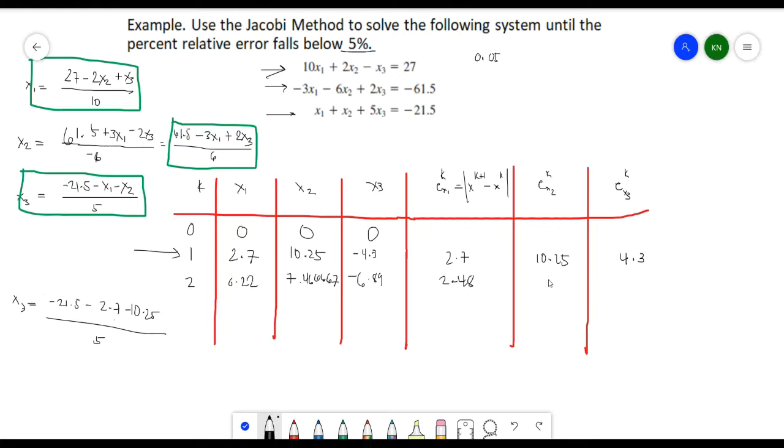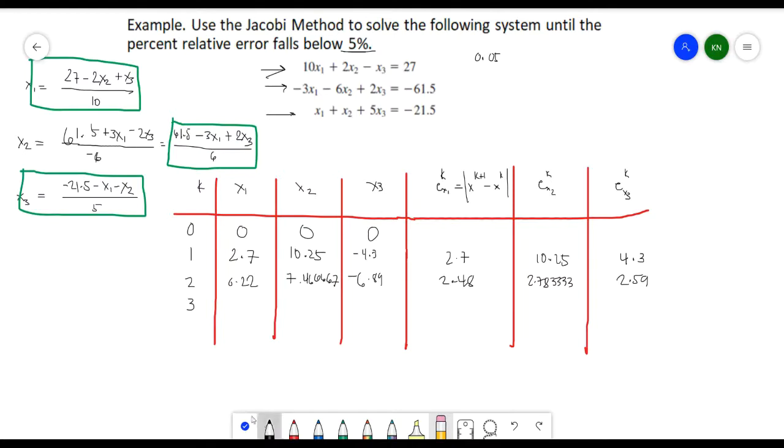We have 2.783333. For the other one, we also have 2.59. So again, this is not yet done because we are still not done with the relative error. So we need to substitute again for the third iteration. So this is following the same process.